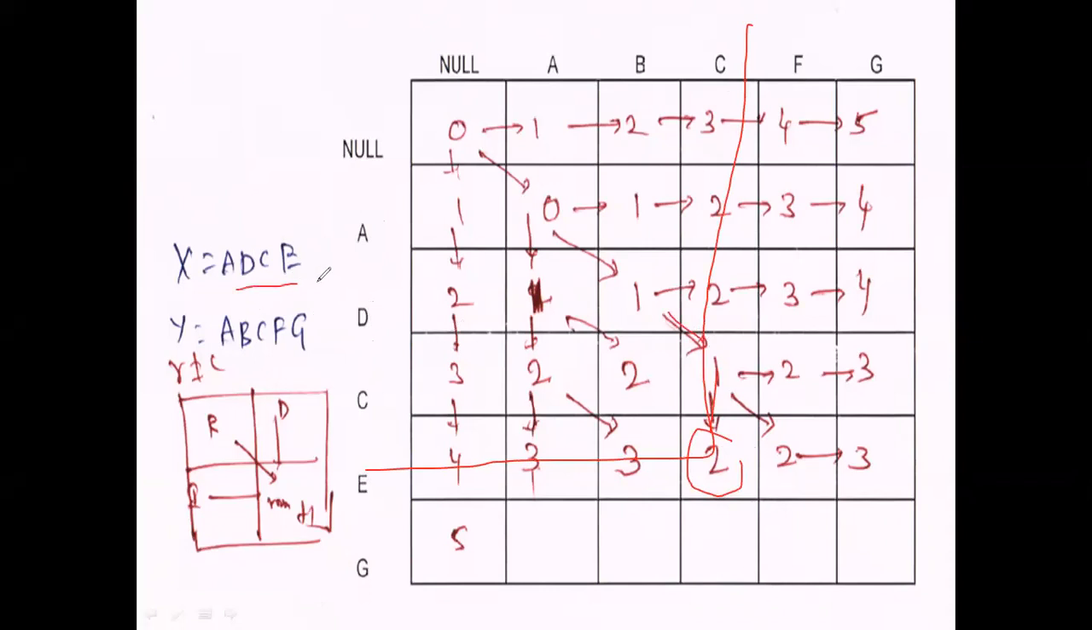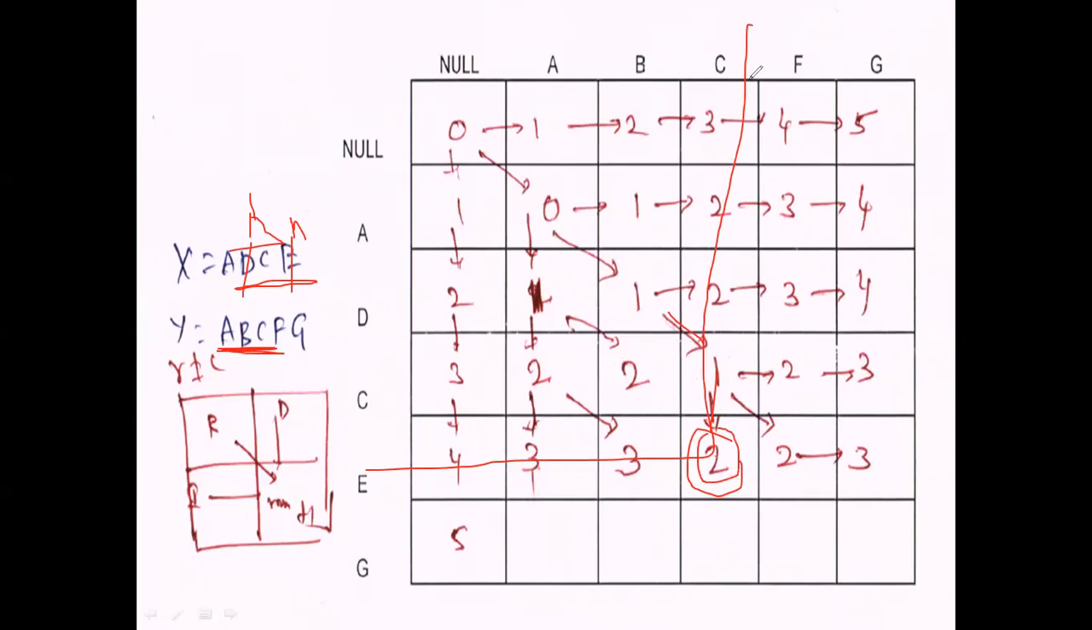That means ADCE is converted into only ABC. ADC is converted into ABC. One replacement operation: D is replaced with B, C is the same, and the other D is deleted. That is one replacement operation and one deleting operation. It is represented by 2. It means you consider the minimum value.